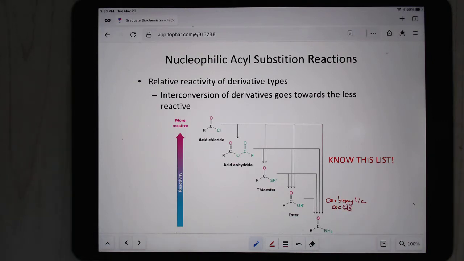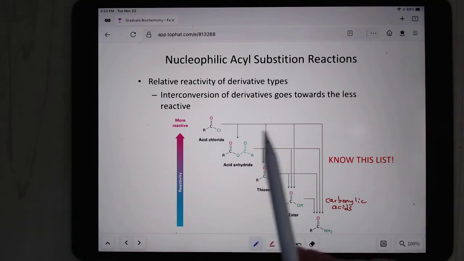For this list, when you go from your starting material to your product, you can either stay at the same level or you can go down, but you cannot move up. So you can make an acid chloride into an anhydride, thioester, ester, or amide. For a thioester, you can make an ester or an amide, but you cannot go from thioester back up to anhydride or acid chloride directly. Okay, so that's this list.